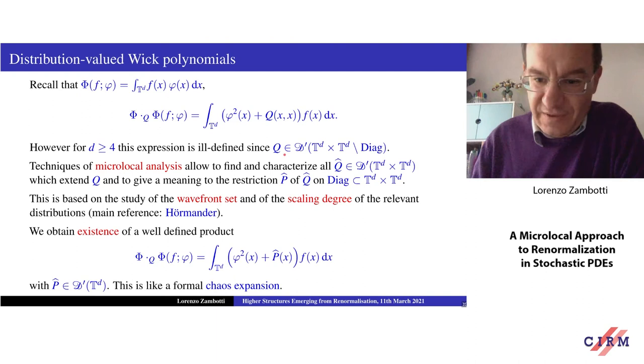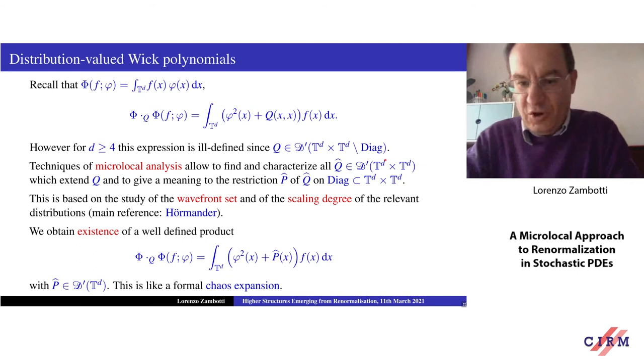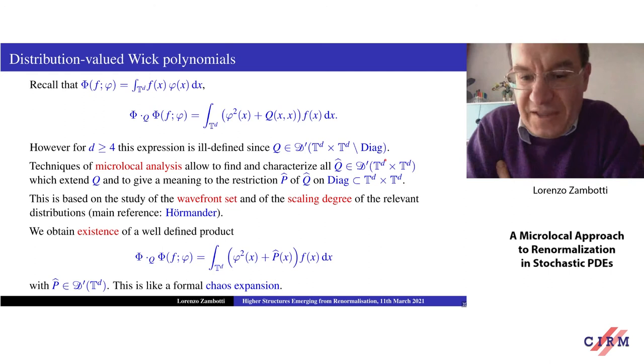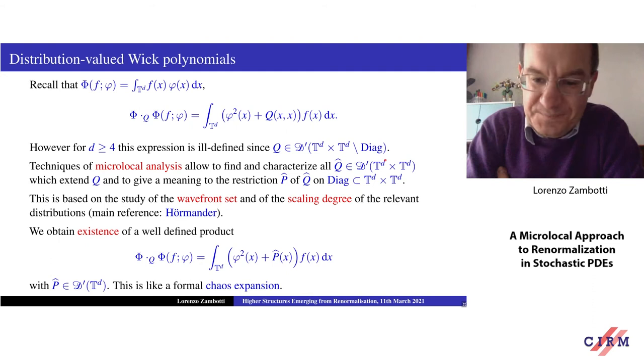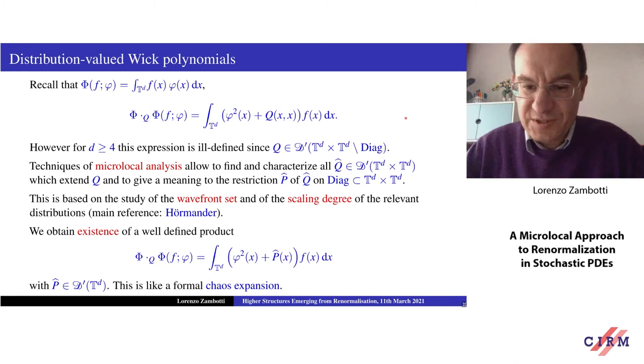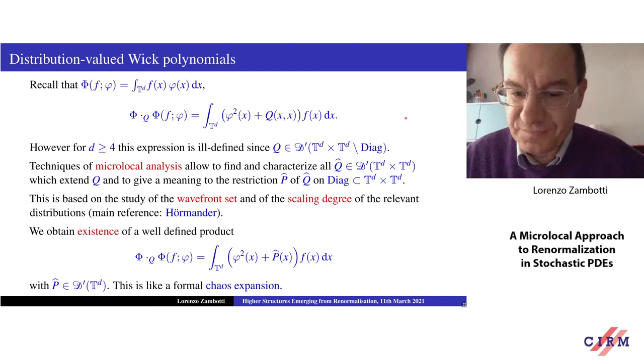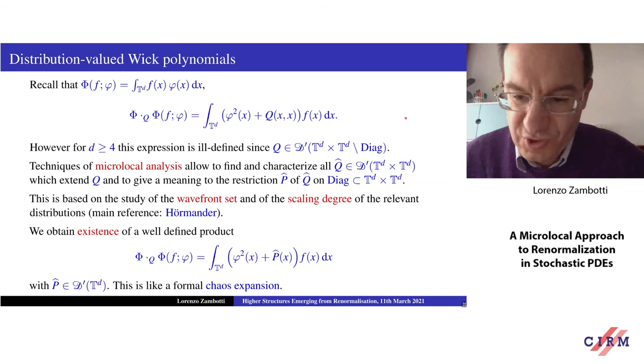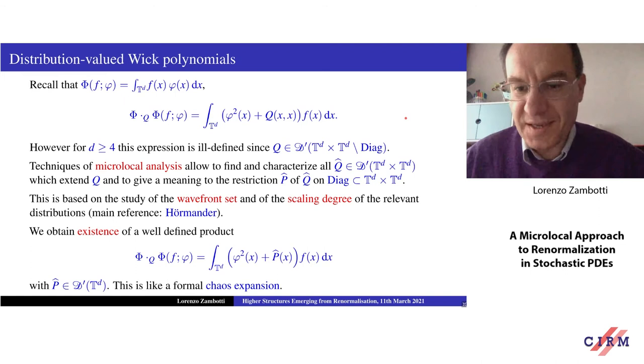So this is what I have just said. In fact, for d greater than or equal to 4, this expression is ill-defined, because Q is a proper distribution only if you remove the diagonal from your space. In fact, there is a theory called microlocal analysis, which allows us to find and characterize all distributions on the whole space which extend Q. So this is the first step. You want to extend Q to the whole space, and this will be possible, but the extension will not be unique, and you will have some set of ambiguities.